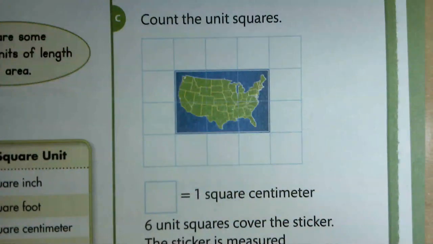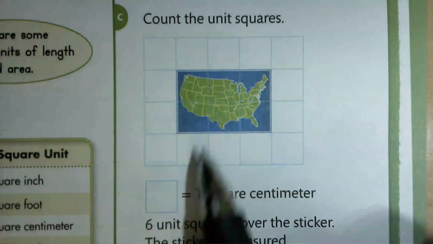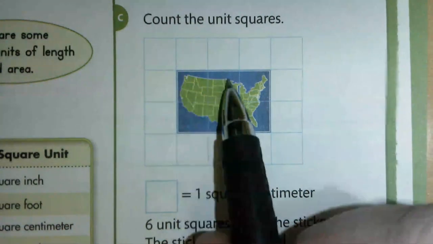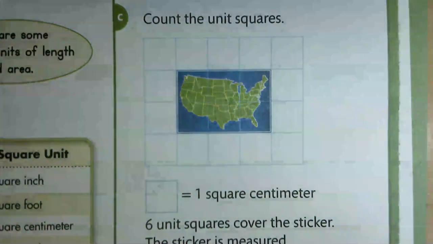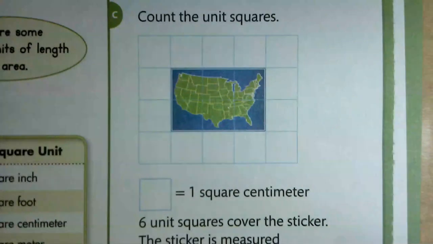So when they're asking us, well, how many of those square centimeters? I know that that means every side of this square is 1 centimeter, and I want to count how many that is. So let's count them up. We've got 1, 2, 3, 4, 5, 6. So that means that this is 6 square centimeters, and I'm going to ask you to write it with me.